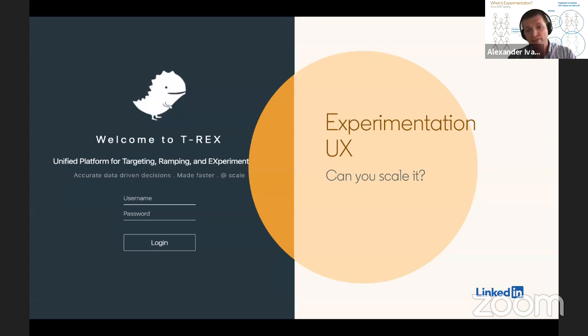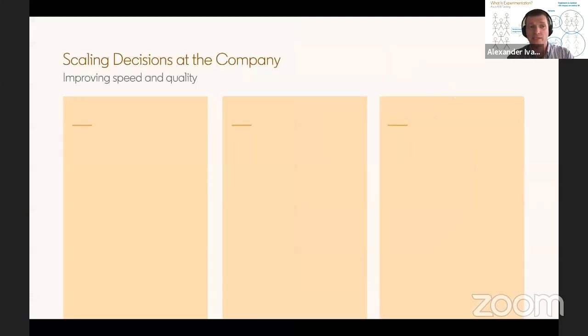Now, let's talk about scaling of the Experimentation UI. I know it may sound a bit unexpected, but let's discuss what scaling the user experience means. So we think that scaling of experimentation UX equals scaling decisions at the company and improving their speed and quality.